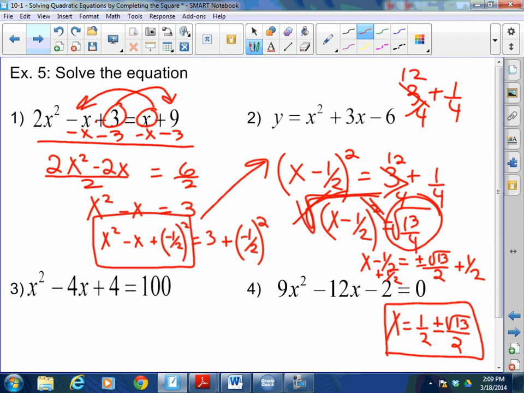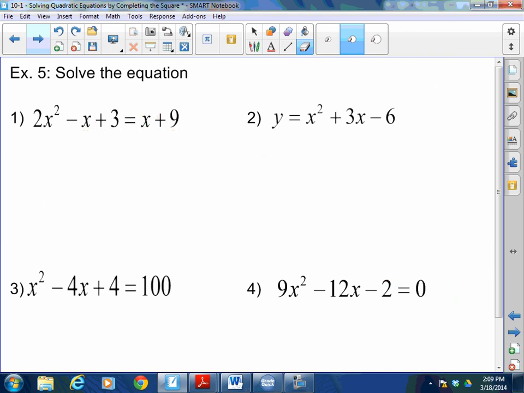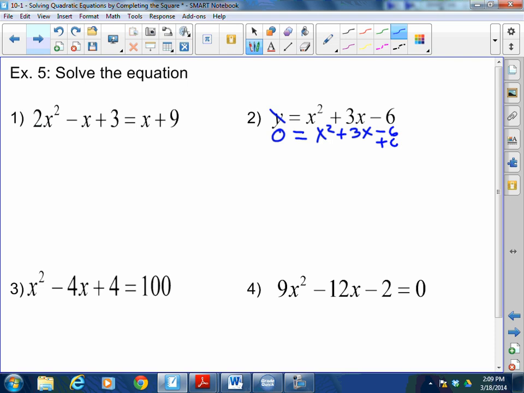Okay? I'm going to do another one. So I'm going to erase this. Let's look at number 2. First of all, you make that a 0. This is x squared plus 3x minus 6. Add the 6 to both sides.